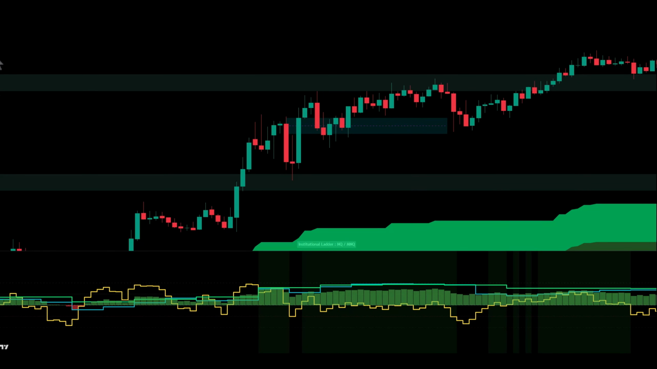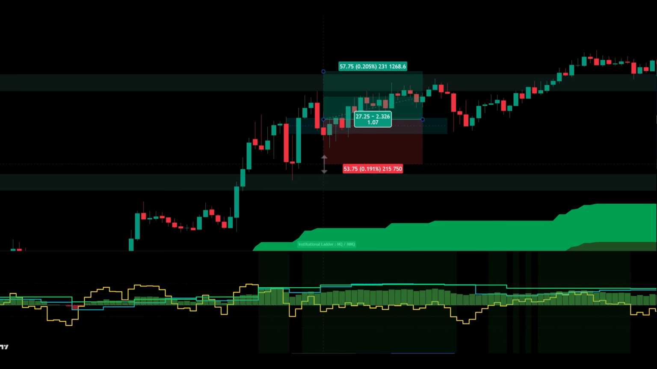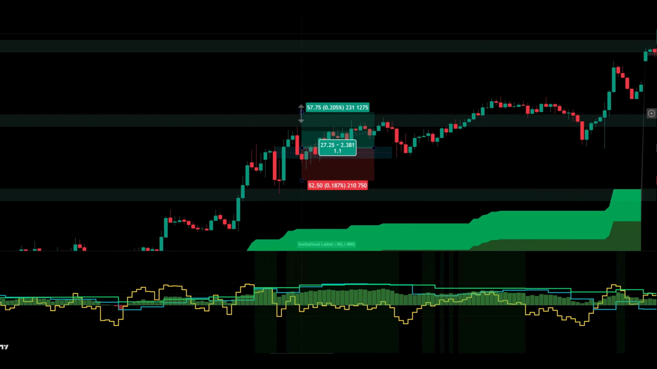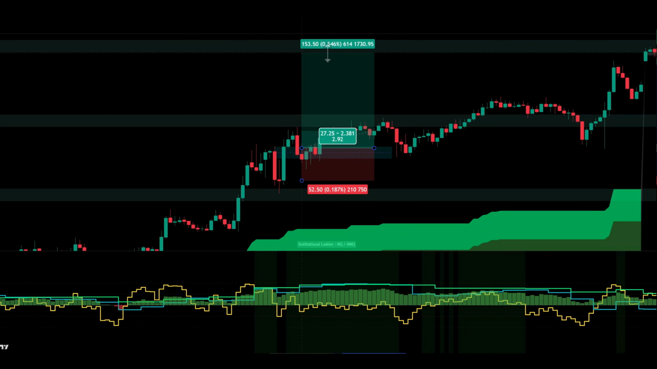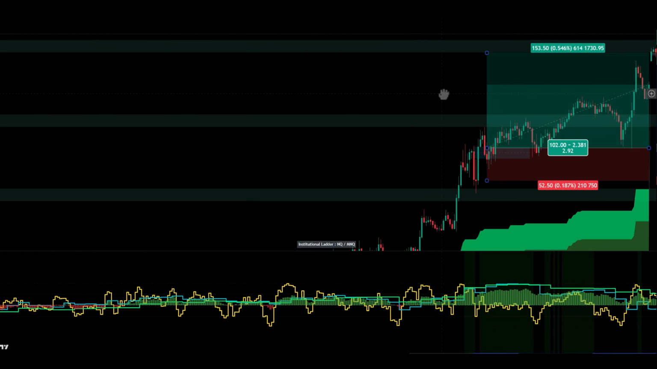You pulled back into it. Your entry is looking something like this. Your stop loss is looking something like that. And then we're targeting the next institutional zone that makes sense.